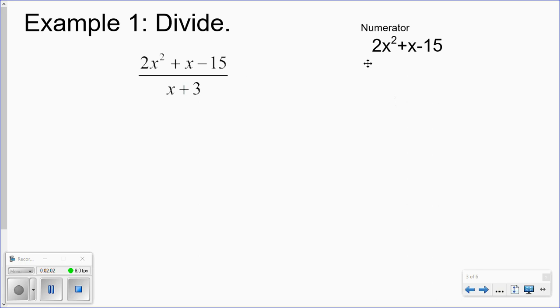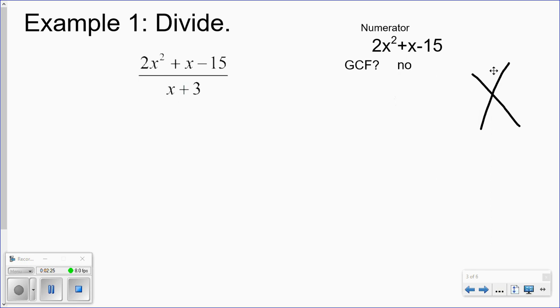Okay, so I've got 2x squared plus x minus 15. So the first thing I need to look for is, is there a GCF? Well, the first two terms have an x in common, but not all three, so that's not going to work. None of them really have a common factor for the number, so there's no GCF. So I'm going to go ahead and go straight into my magic x.